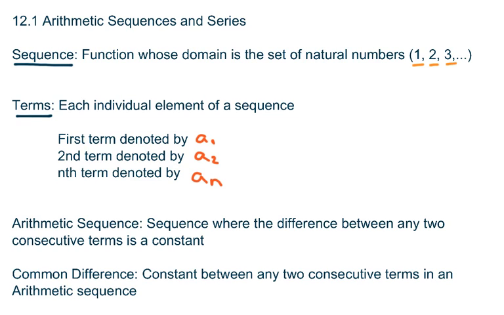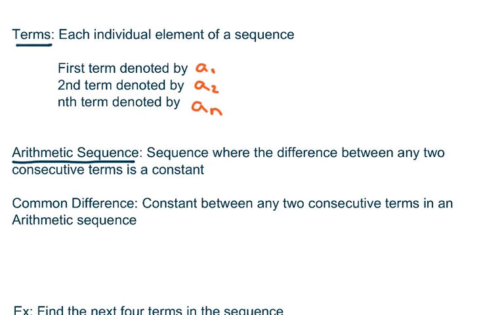In an arithmetic sequence, what makes a sequence arithmetic is it's a sequence where the difference between any two consecutive terms is a constant, or the difference between any two consecutive terms is the same. So if we count by twos, that would be an arithmetic sequence. If we count by fives or halves or thirds or whatever it might be, that's what makes a sequence arithmetic. The number that is between each two consecutive terms is called the common difference. The common difference is the constant between any two consecutive terms in an arithmetic sequence.